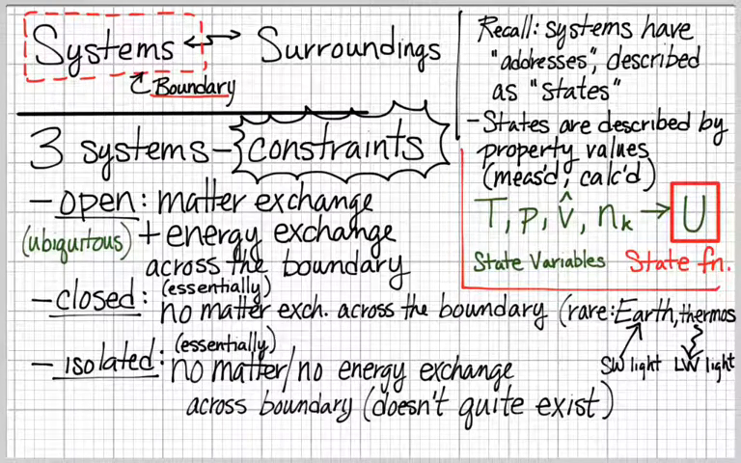And we will be using isolated models in the near future. So we have three system constraints. Constraints are basically the things that the system can and cannot do. And the main system constraints that we're talking about are matter exchange and energy exchange.